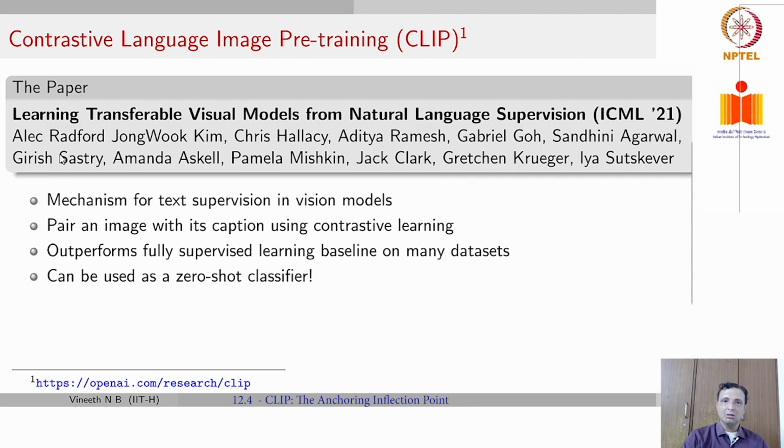The CLIP model provided a mechanism for text supervision in vision models. It paired an image with its caption using contrastive learning. Using a very simple approach, it outperformed fully supervised learning baselines on multiple datasets and also showed use as a zero-shot classifier, as we mentioned in the previous lecture.